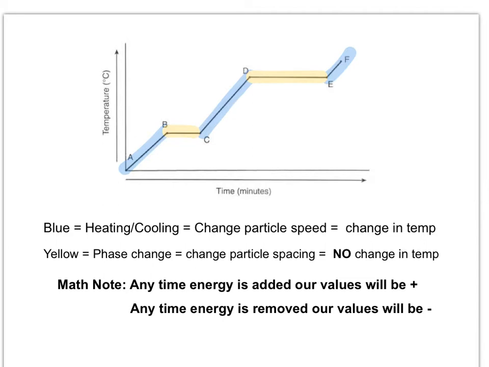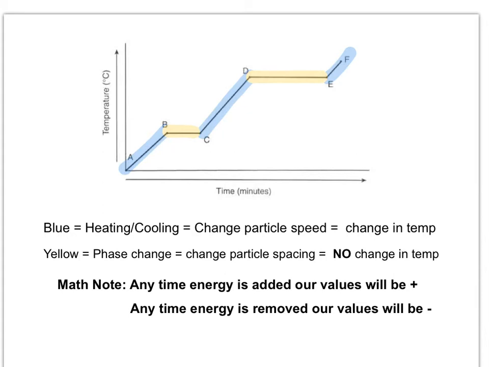We also have two yellow sections of the graph, which you can see here as well. These are where our phase changes occur. In these phase changes, the particle spacing is going to change, meaning that from B to C and D to E, the particles are either getting spread apart or brought closer together. However, it is at these points that there are no changes in temperature. You can see right here across to the y-axis of this graph that there is no temperature change. The graph plateaus or flattens.